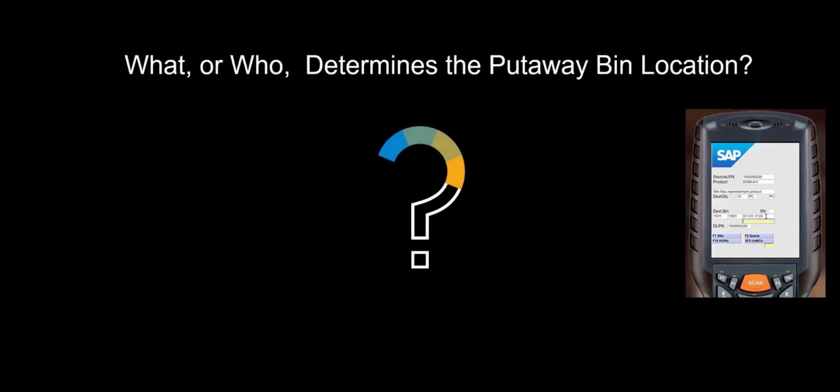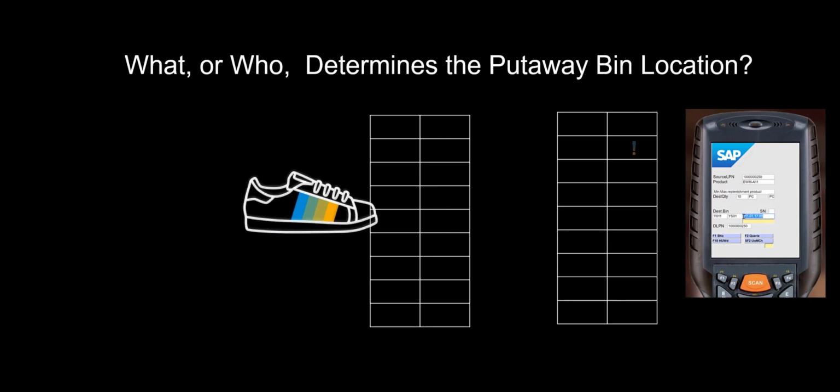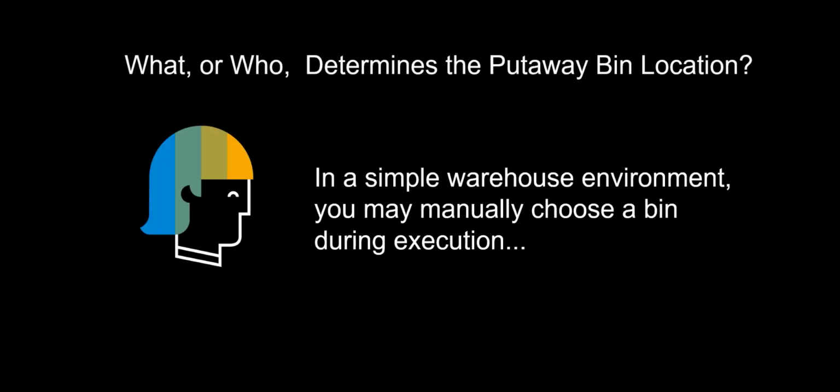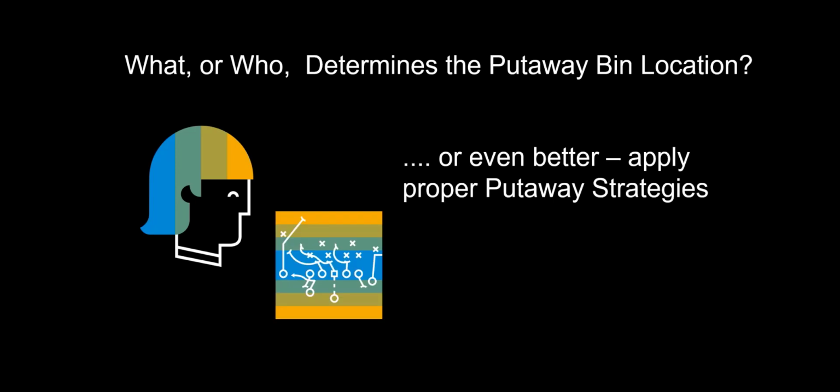Let's address a key question. What is it, or maybe, who is it, that determines the put-away bin location for a product? The answer is rather simple. It's you. In a simple warehouse environment, you may manually choose a bin during execution, or assign a fixed bin to the material in advance, or even better, apply proper put-away strategies.